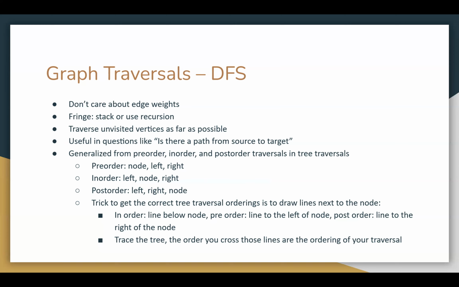Just as a refresher, pre-order in tree traversal goes from visiting the node to the left and right child. In-order goes from the left child, to the node, and then the right child, and post-order goes from left, right, and then visiting the node. There is a trick to get the correct tree traversal orderings that I really like to use, which is to draw lines next to the node. To break that down, for in-order, you would draw the line below the node.